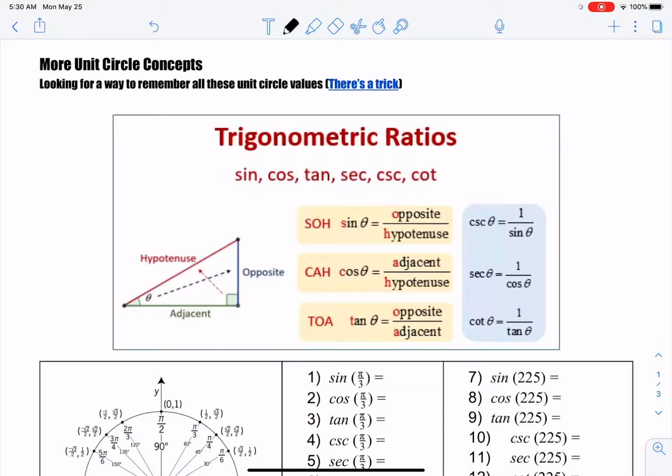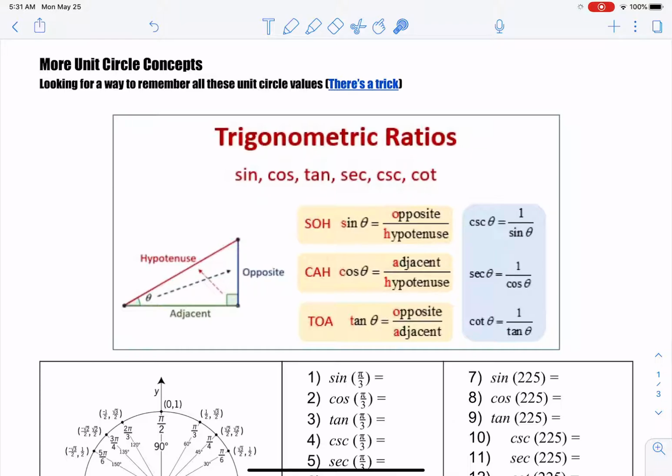So hopefully you have learned something, but we're going to finish up with just talking about a couple more features of the unit circle and some trig ratios. So you have talked about sine, cosine, and tangent pretty extensively. We know sine is opposite. It's a ratio of opposite over hypotenuse. Cosine is a ratio of adjacent over hypotenuse. And tangent is a ratio of opposite over adjacent. Again, opposite and adjacent relating to whatever angle you're talking about.